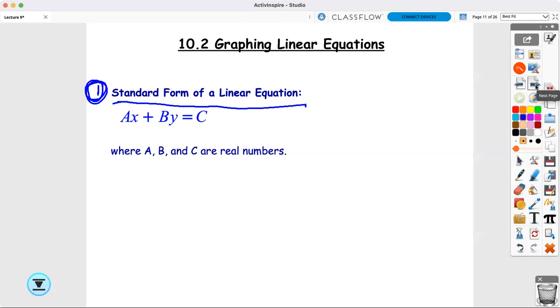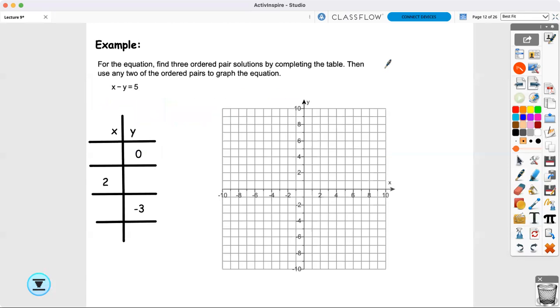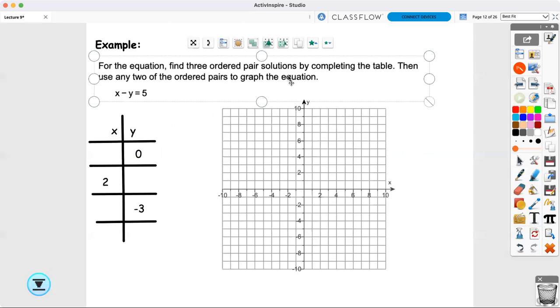All right, let's see how the problems look. Example. I'm going to give you 2 minutes to set this up. I'll add more time if we need more time.